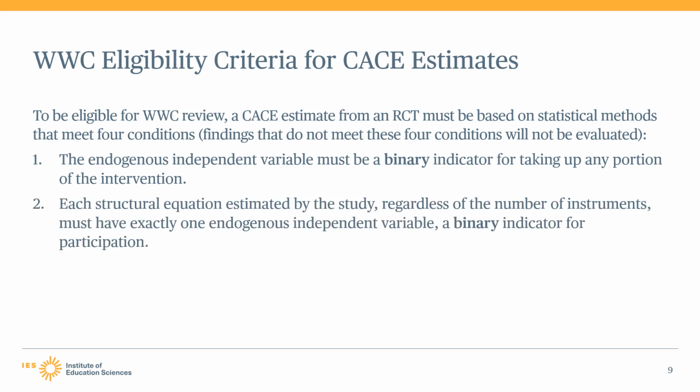The second requirement is that each structural equation that the researchers estimate, regardless of the number of instruments, must have exactly one endogenous independent variable, a binary indicator for participation. So, if random assignment is used to form two assignment groups, an intervention group and a comparison group, then there will be one instrumental variable, a binary indicator that distinguishes the groups.